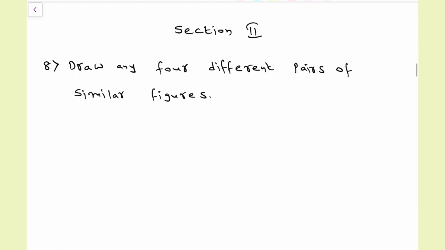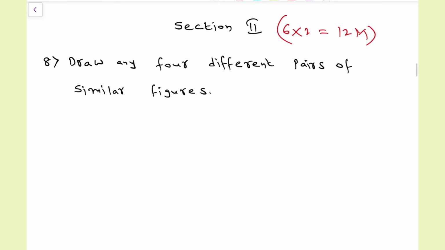By this, total section 1 completed. Now coming to section 2. In section 2, total 6 questions will be there. All are compulsory. Every question carries 2 marks. So 6 into 2 equals 12 marks.